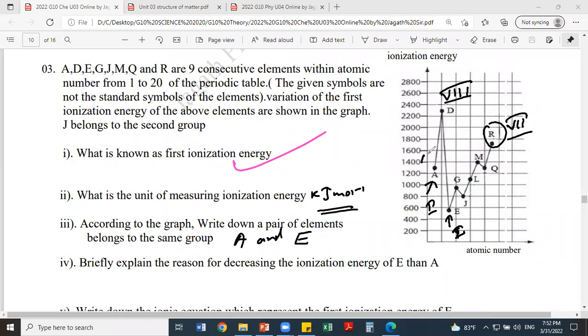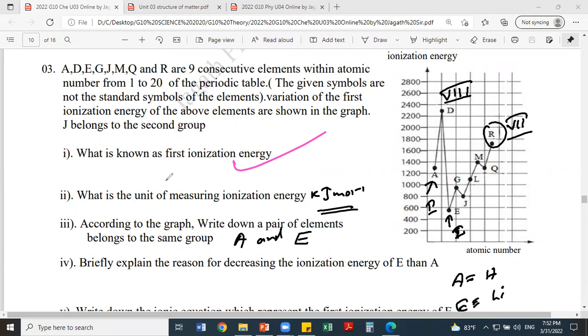What is A actually? Hydrogen. What is E here? Lithium. Hydrogen, helium, lithium. Both hydrogen and lithium are in the same group. A is hydrogen. E is lithium. Both are in the same group.